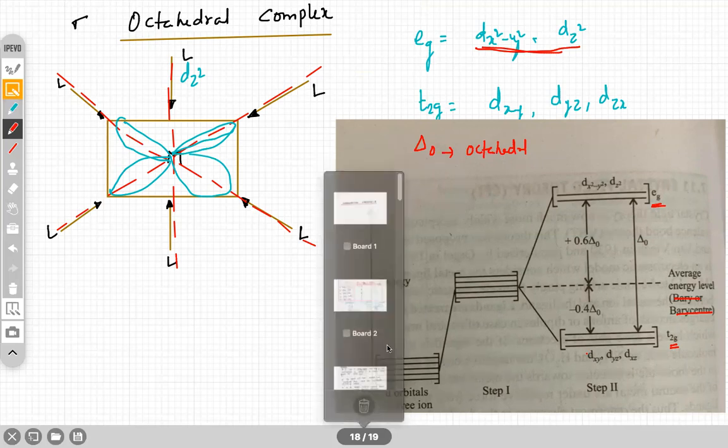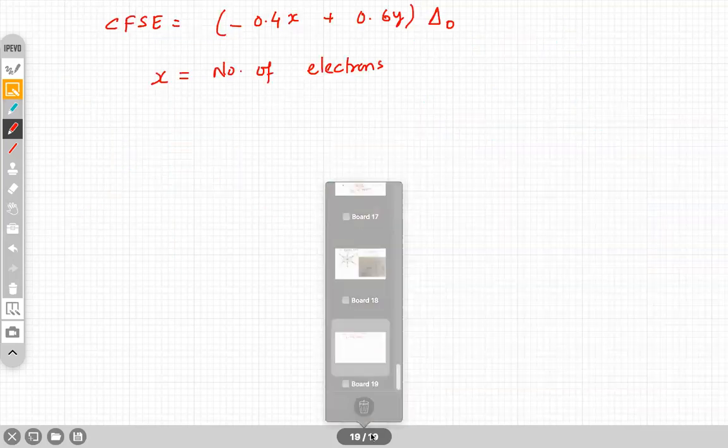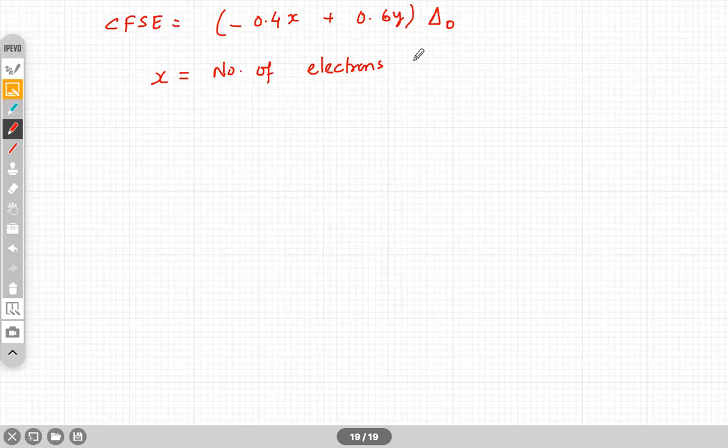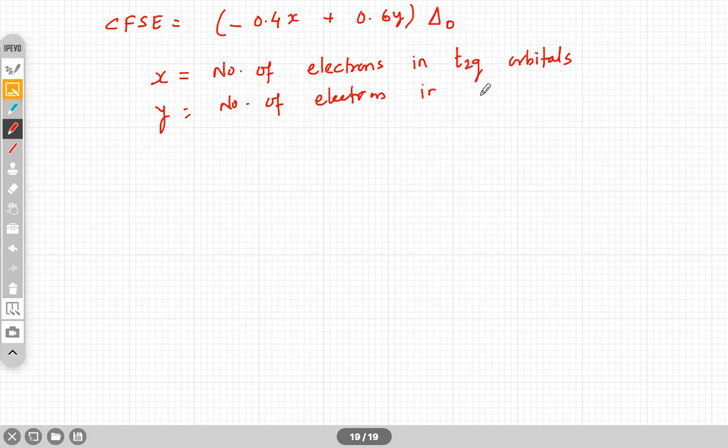You see this: x is the number of electrons present in the t2g orbitals, and y is the number of electrons in the eg orbitals. So for the distribution of electrons, if you know the x and y values, you can substitute them here and find out CFSE in terms of delta O. Is it clear?